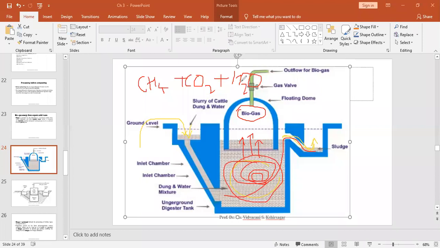Okay, now the collected biogas we can use as energy. Methane is a fuel. So we can use biogas directly for burning purposes, or we can purify it and then use it. It depends upon your requirements.